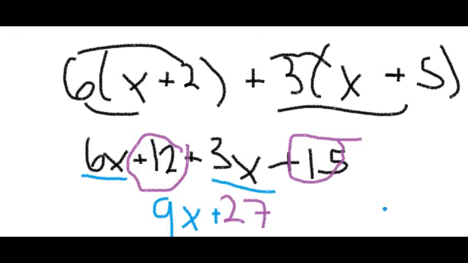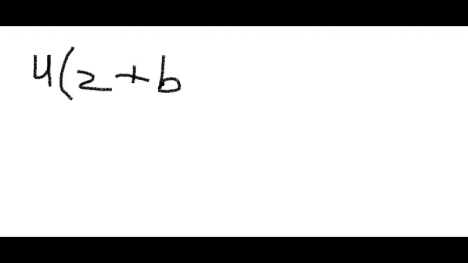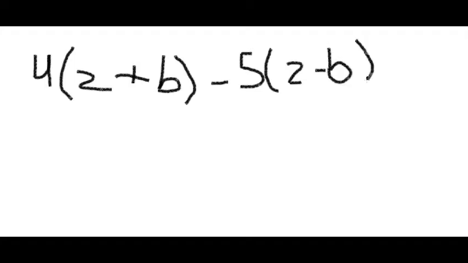57 is the same philosophy. Well, there is a negative, so let me help you out there. So we have 4 times z plus b, and changing the terms, minus 5 times z minus b. Alright, so here we go.